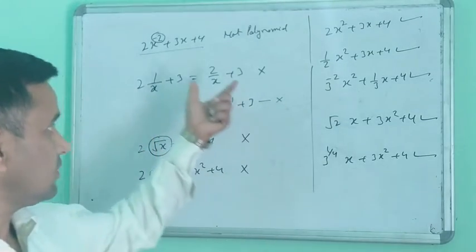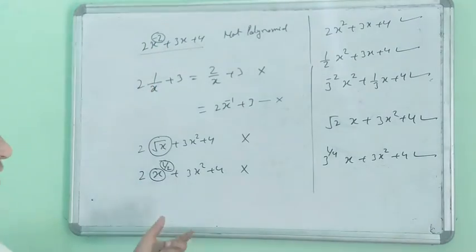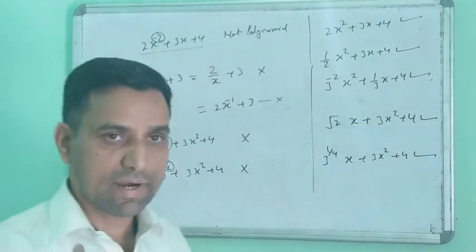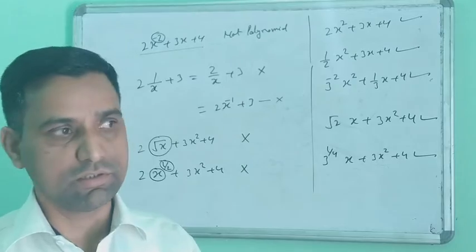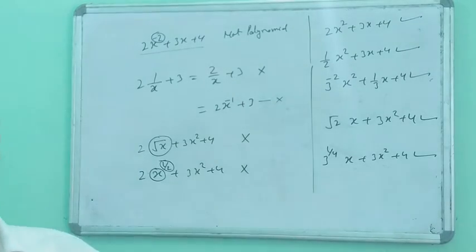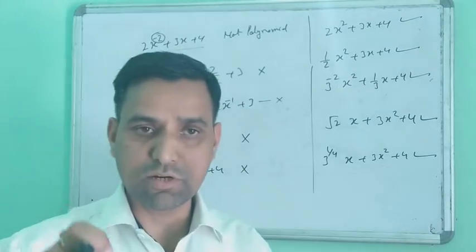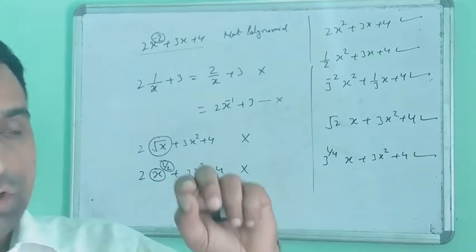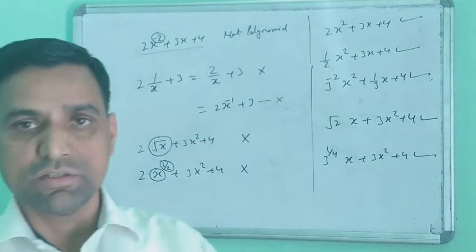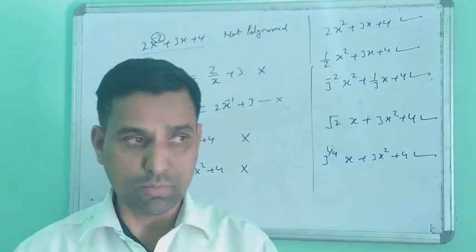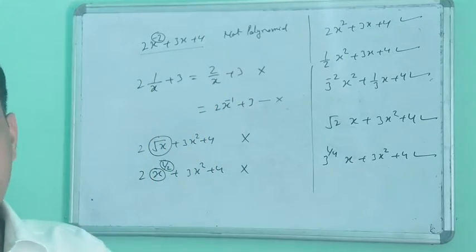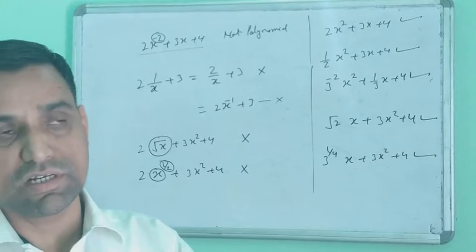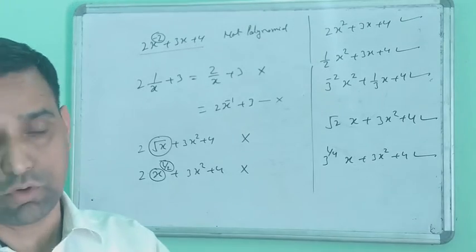So here three rules are applied. Suppose you apply a negative integer in the exponent of the variables, this will not be a polynomial. Suppose you write the variable in the denominator, this is also not a polynomial. Third, if any variable has a negative integer exponent, this is also not a polynomial.